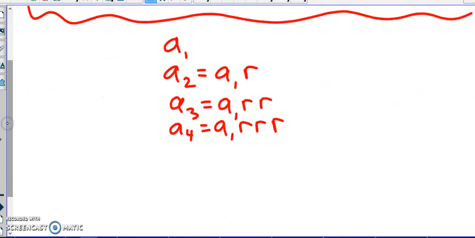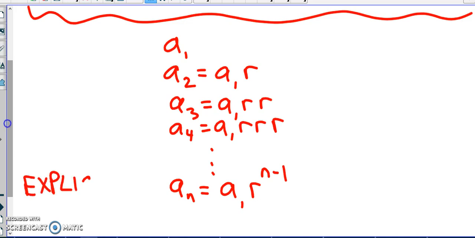So, if you continue that pattern, if I want the nth term, I could take the first term and multiply it by r to the n minus 1th. And that's the explicit formula for a geometric sequence. All right.